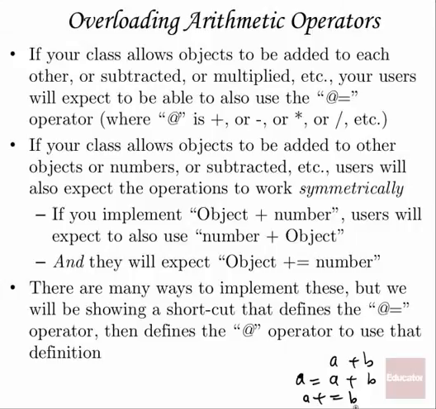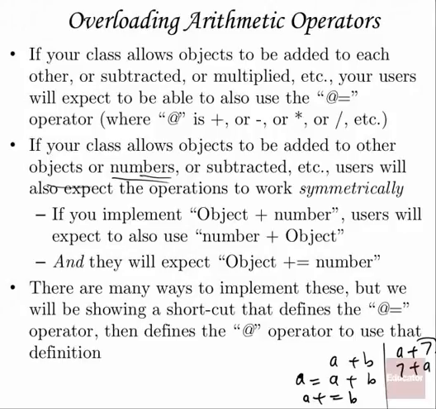So if your class allows objects to be added to other objects or numbers or subtracted, this is another issue with arithmetic overloading. They're going to expect some symmetry. So if you can do A plus B, you usually are not going to want to have to remember that A always has to be on the left and 7 always has to be on the right, like A plus 7. Well, I want to do 7 plus A. Okay, 7 plus A. But that's different types, and you've got an integer type on one side and your object type on the other side. So if you want to be able to do this, you have to define both operators.